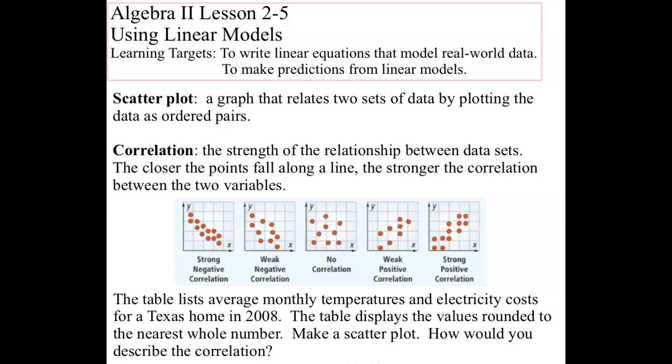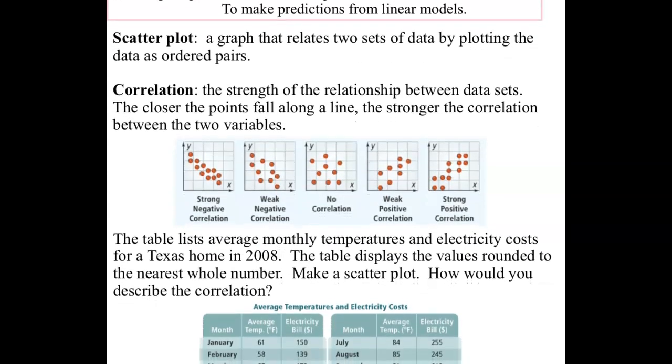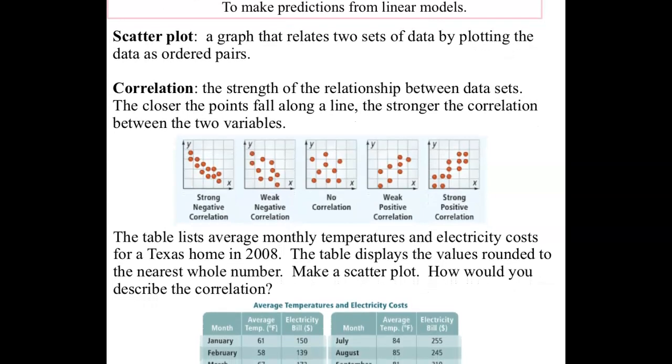For our topic today, we're looking at using linear models. Our goal is to be able to write linear equations that model real-world data and to use those to make predictions from our linear models. So the first term we need to understand is scatter plot. A scatter plot is a graph that relates two sets of data by plotting the data as ordered pairs.